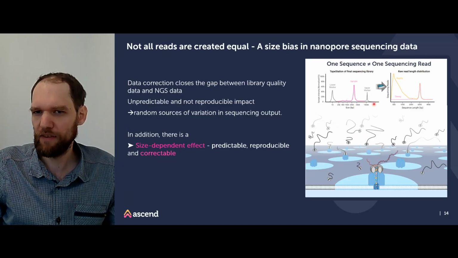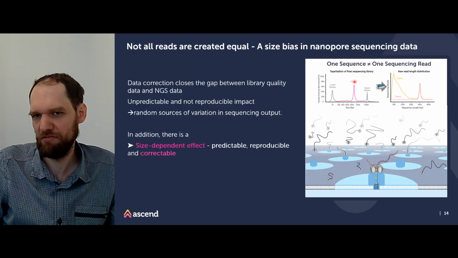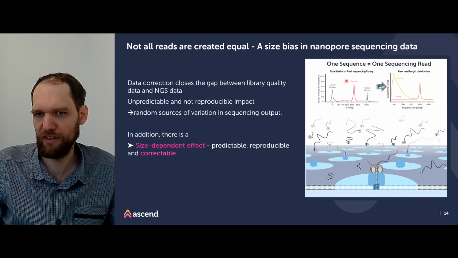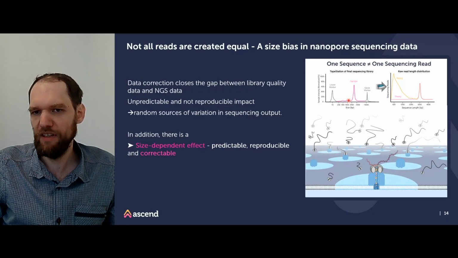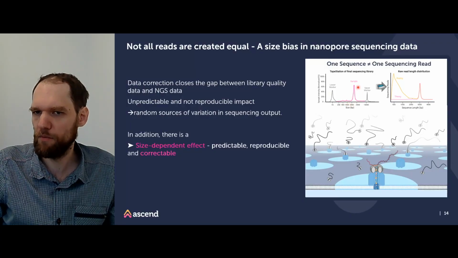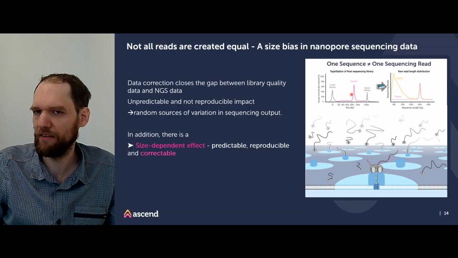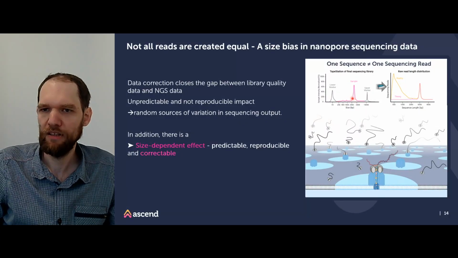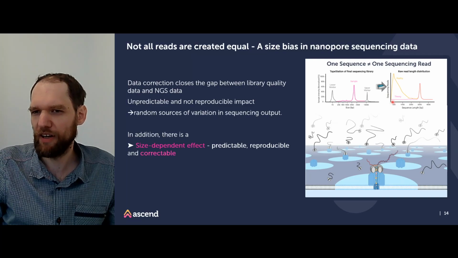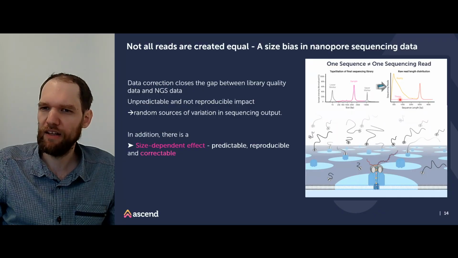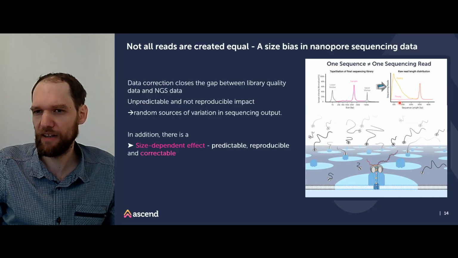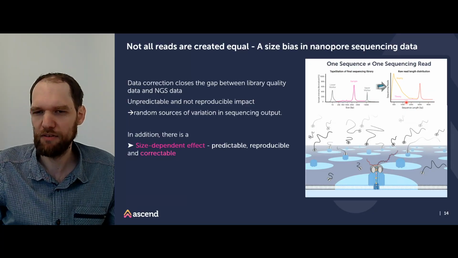So if you see here, we have a library and we load it on a TapeStation, which is basically a modern way of doing an agarose gel. We see some shorter reads, but mainly we see, as expected, a dominant peak at the size of our full-length genome. If we sequence this library, however, we always saw many more small reads than expected. And you also saw real data before by Kati. We could never see really the distribution that is in our TapeStation.